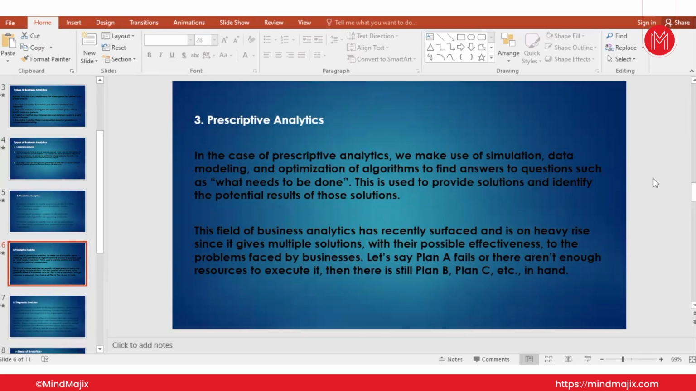This field of business analytics has recently surfaced and is on a heavy rise since it gives multiple solutions, with their possible effectiveness, to the problems faced by businesses. Let's say plan A fails or there aren't enough resources to execute it, then there's still plan B and plan C. In that, we will try to find the best short path and more multiple options to execute the process or improve the performance of any business. So we will use many plans there.